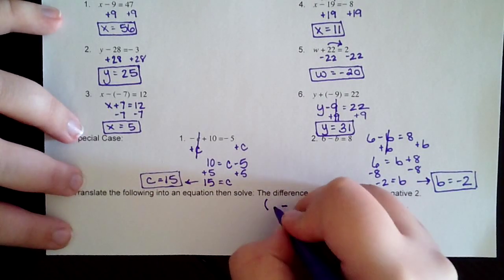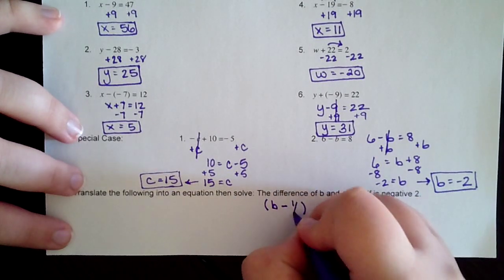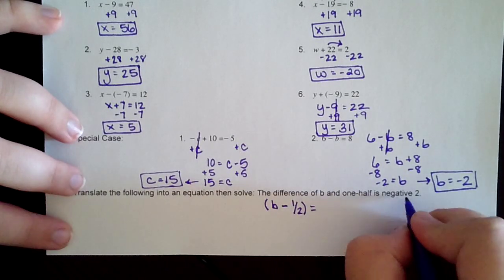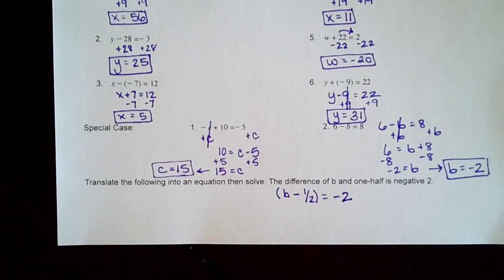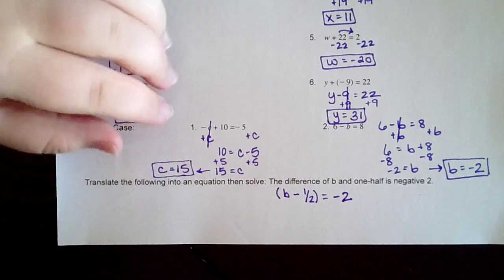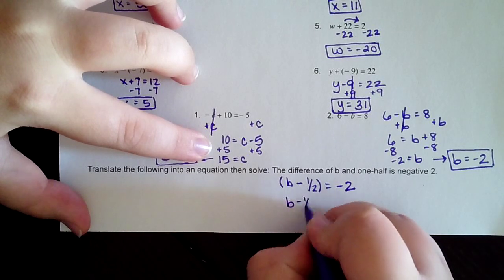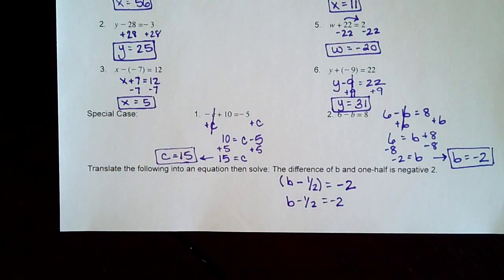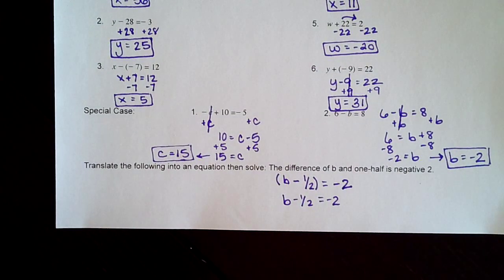So the difference of b and 1/2 is, that's our equal sign, -2. Now, even though there's parentheses, because there's nothing going on outside of the parentheses right now, they're not super useful. So I can rewrite this without those parentheses, and that's okay as long as there's nothing, say, out in front being multiplied. How do we now get our variable alone?